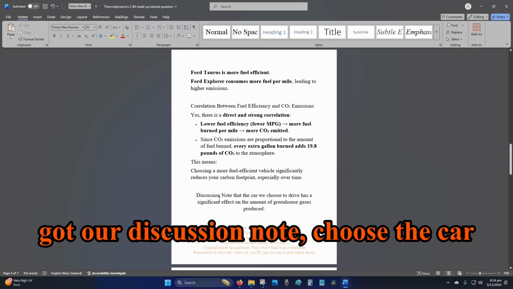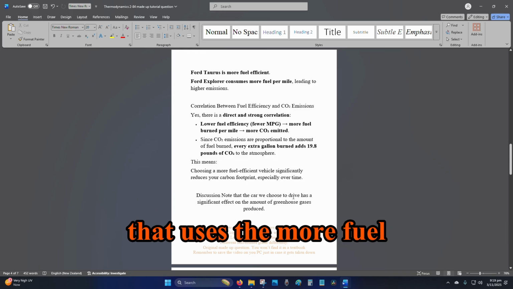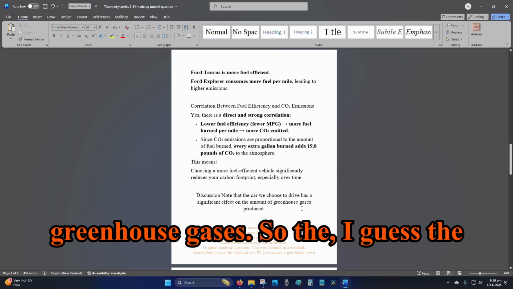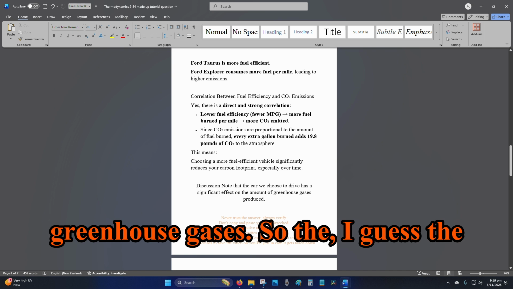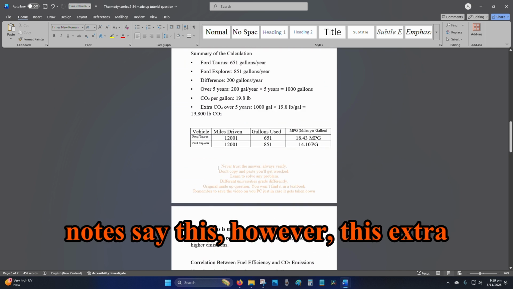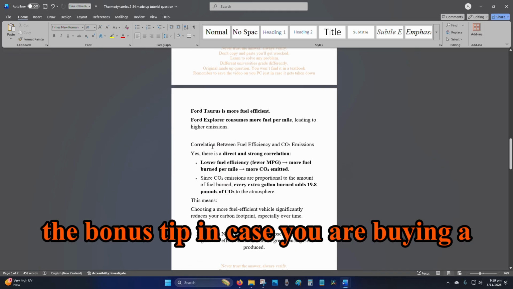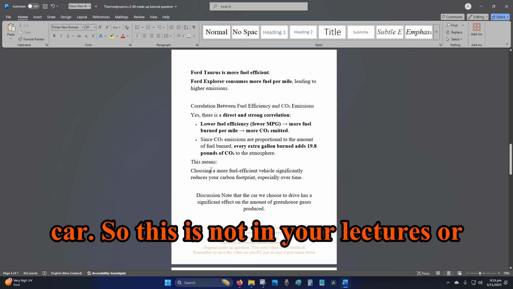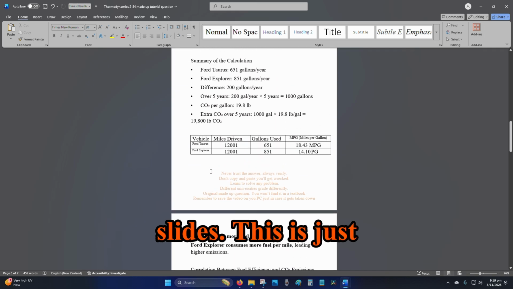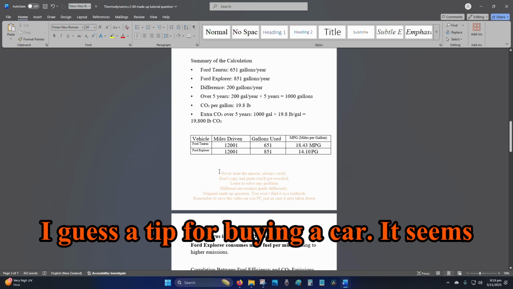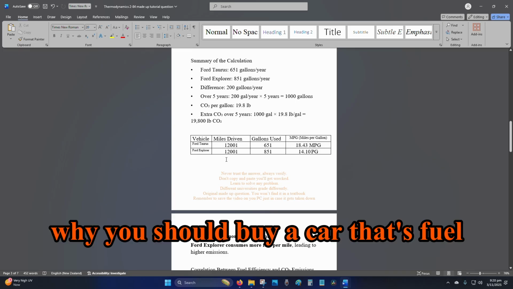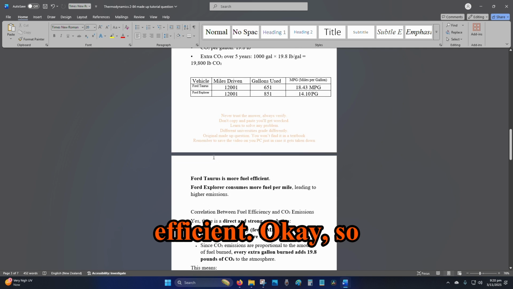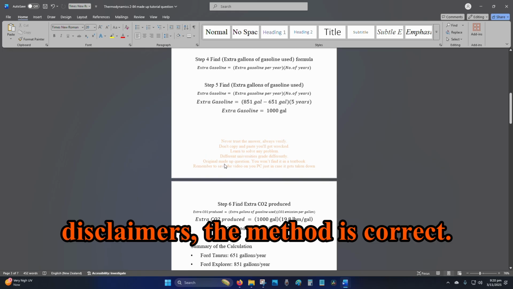And then, of course, we've got our discussion note. Choose the car that uses the more fuel efficient amount to reduce greenhouse gases. I guess the notes say this. However, this extra stuff was just a bonus tip in case you are buying a car. So this is not in your lectures or slides. This is just, I guess, a tip for buying a car. It seems like common sense, but this is just the math behind why you should buy a car that's fuel efficient. Okay, so disclaimers. The method is correct.